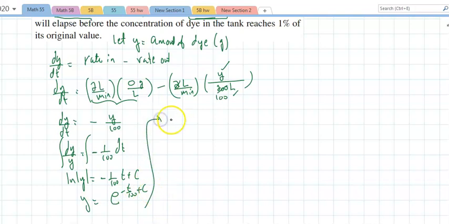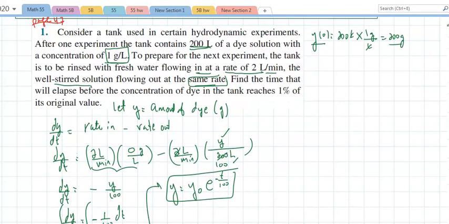So basically, y equals some initial amount. You could call it a, you could call it y naught if you wish, times e to the negative t over 100. That's the equation. My goal is always to find y naught, and that's where the initial amount comes in handy. I should have copied that right there.